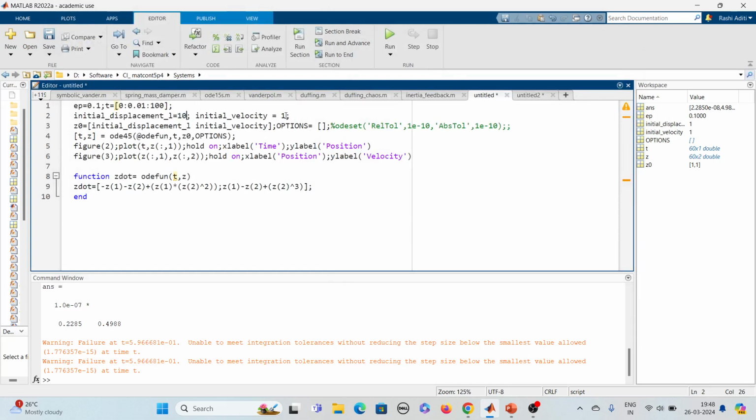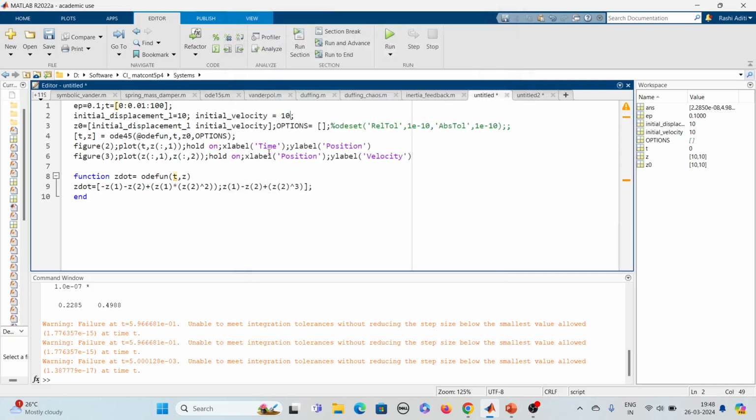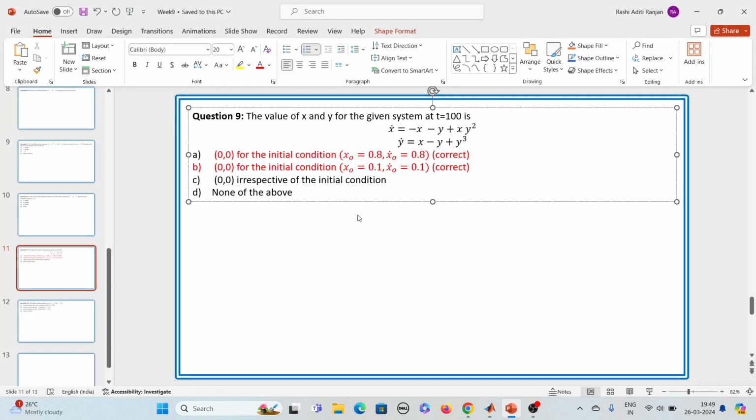Let me choose it at 10 comma 10. See, again, it is going to infinity, which means what? Which means that up till a certain initial condition, my system is stabilizing at 0 comma 0. However, after a certain limit, it is never coming back to 0 comma 0. It is going to infinity. So this option C is not correct.